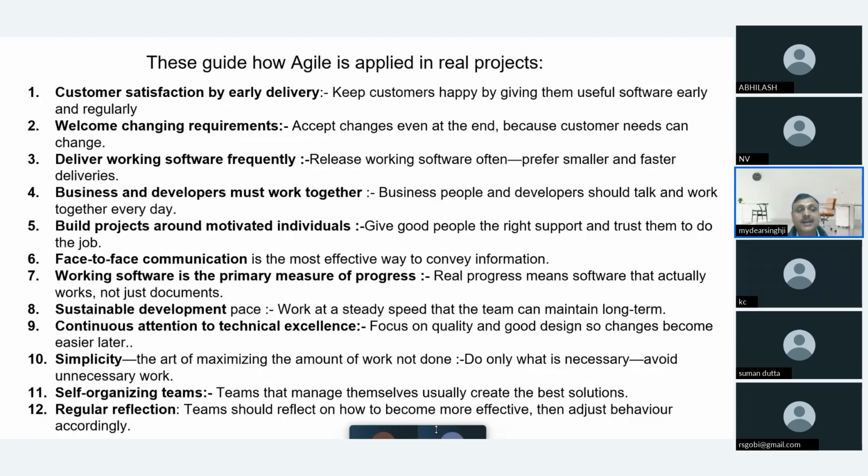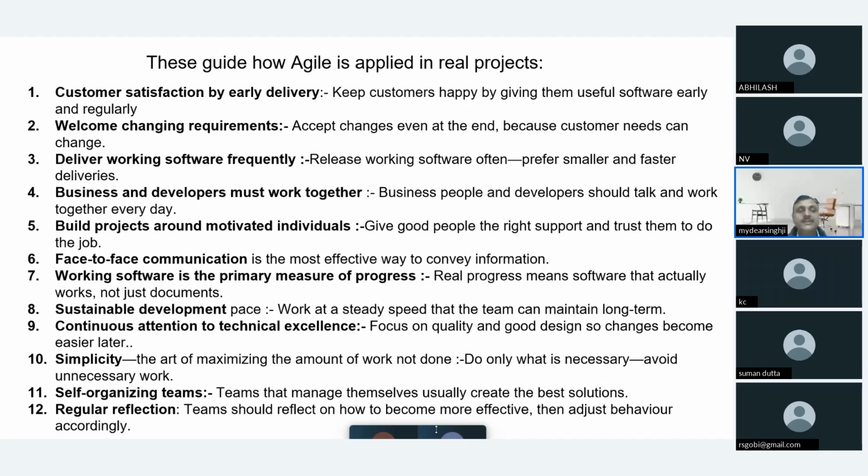Next is working software as the primary measure of progress. Real progress means the software is actually working, it's not half done, 80% done, or 90% done. Working software is the primary measure of progress.